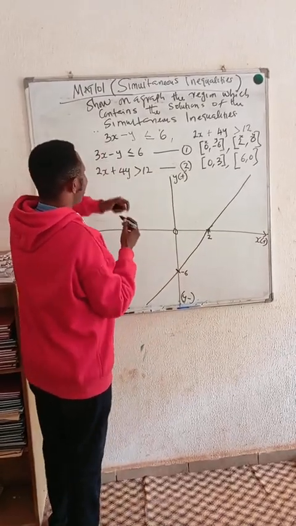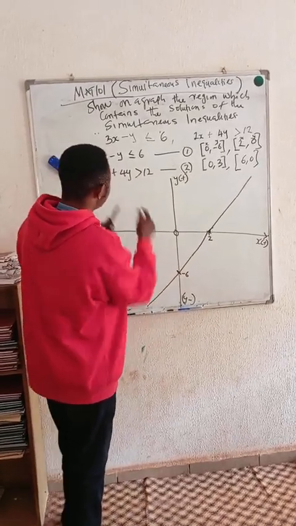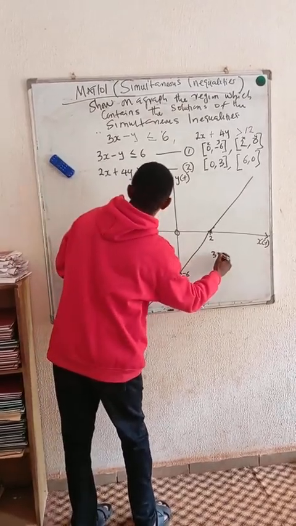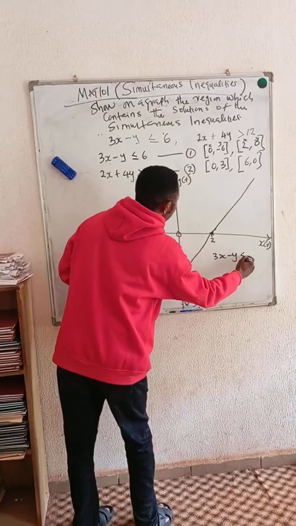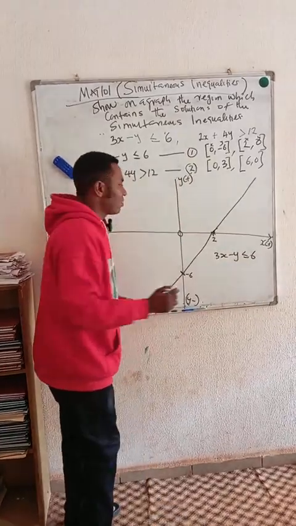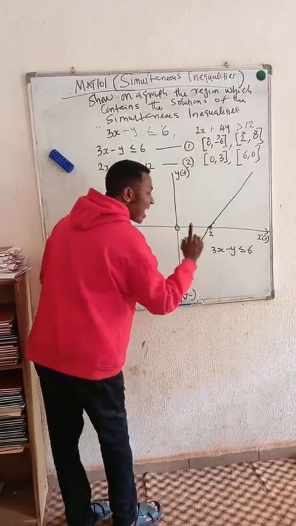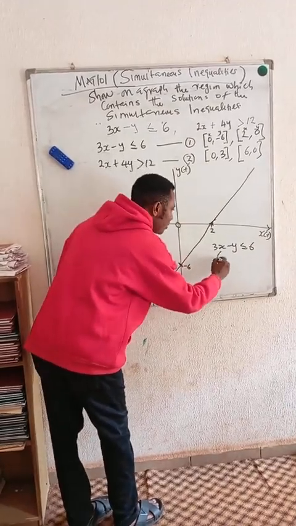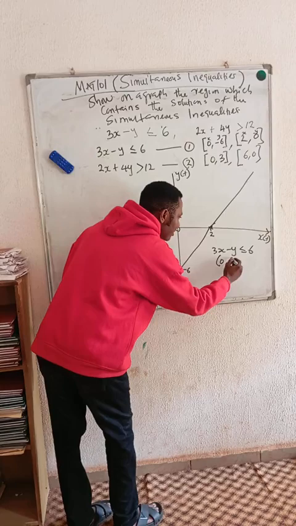So we put x and y to be 0. Look at this equation. Let me bring it here. 3x minus y less than or equal to 6. Look at it now. You put x to be 0, that is at the origin. What happened at the origin? X is 0, y is 0.